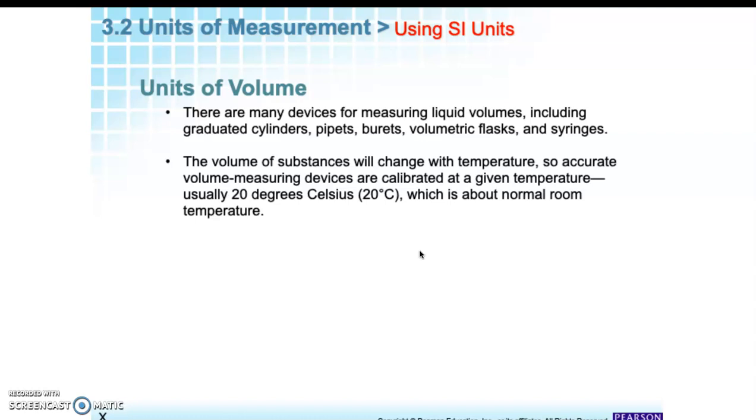Now, volume will change with temperature. As things get hotter, their volume tends to increase because the particles will move faster. So usually when we talk about the calibration of these devices, graduated cylinders, etc., we will usually use 20 degrees Celsius, which is what we call normal room temperature. Obviously, if you've been in some of the classrooms in WSOI, you see that that's not necessarily the case, but 20 degrees Celsius is about normal room temperature.